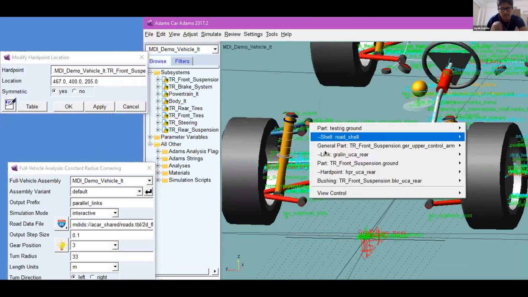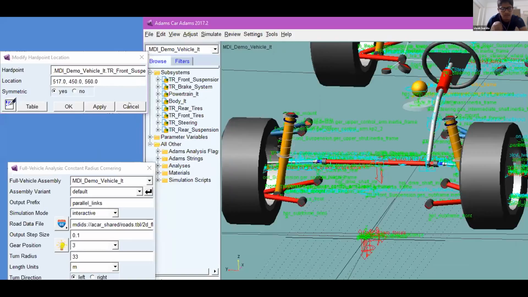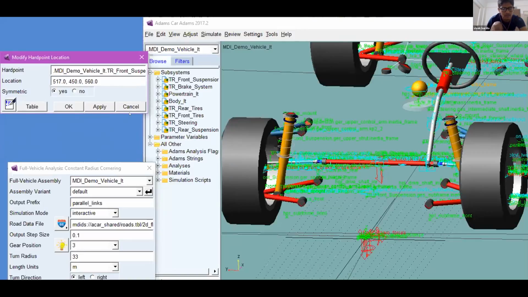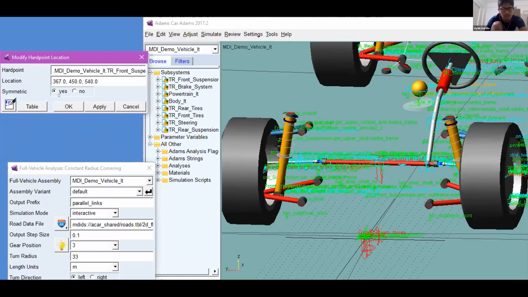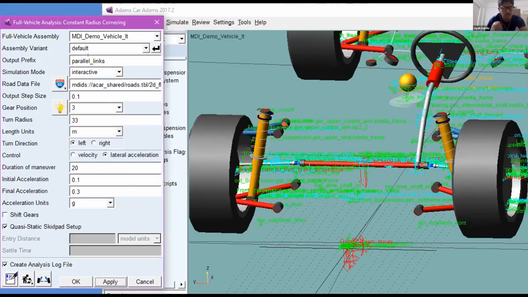Also, let's change the upper hard points, right? From 560, let's bring them down by 20 mm, to 540. And even the upper front, UCF front, let's bring it down by 20 mm. So now we have somewhat converging, more converging than previously. And let's call this converging links.